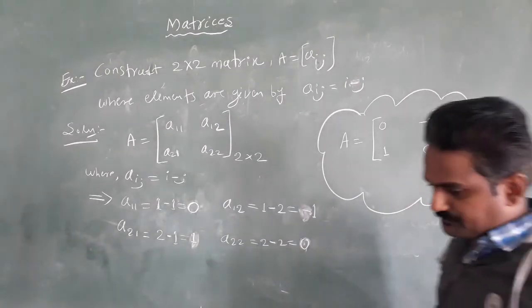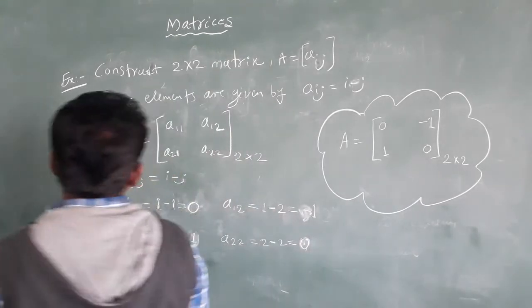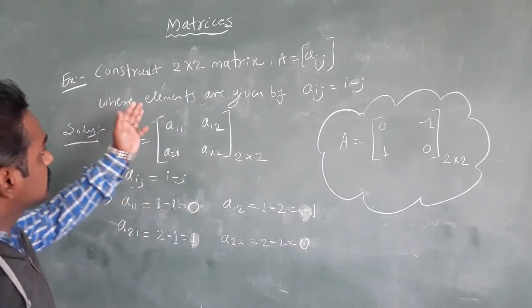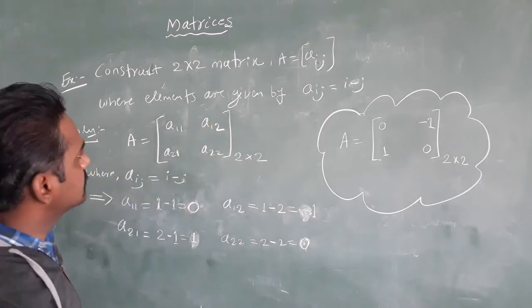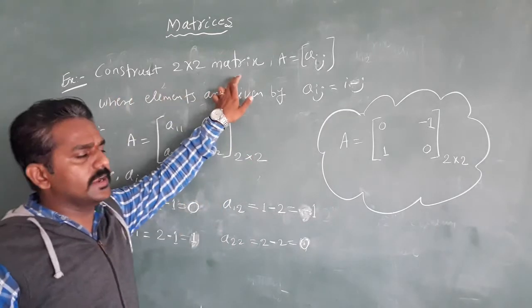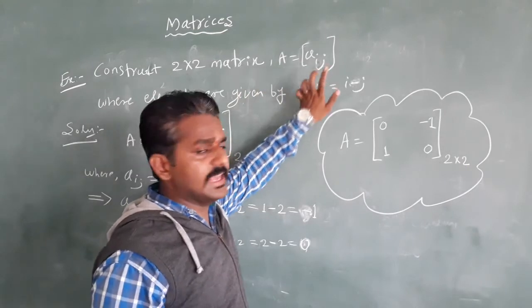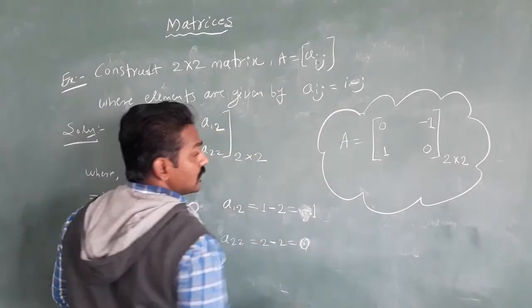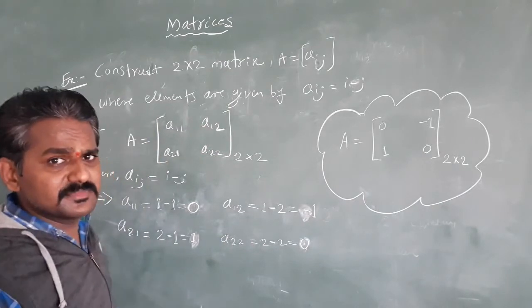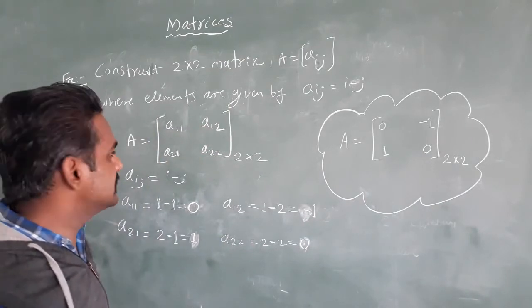See here students, I have written another example. Consider a 2 cross 2 matrix. Okay, we'll see other kinds of matrix later. Consider a 2 cross 2 matrix A equal to [Aij]. Here the elements are given by Aij equal to i minus j. Simple thing, just addition and subtraction.